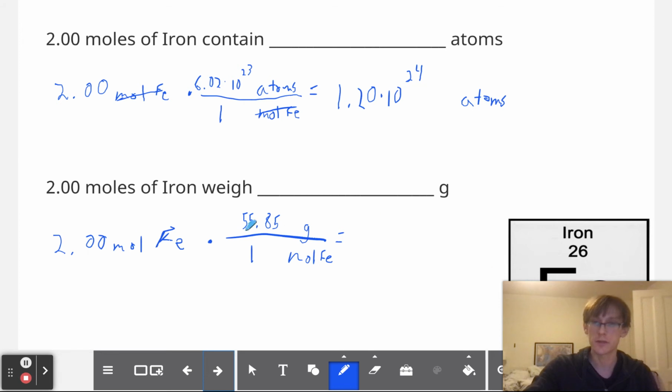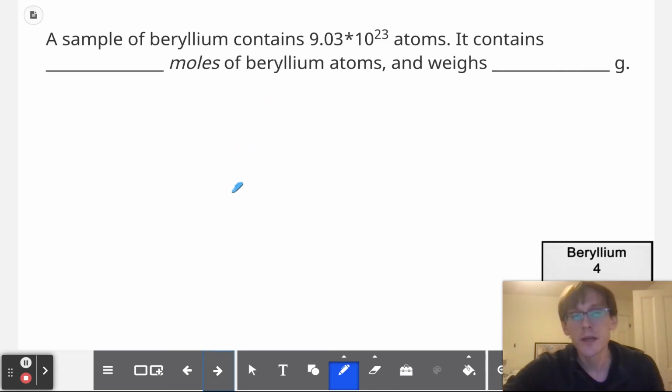And that brings us to, if I do 2.00 times 55.85 divided by 1, that gives us 111.7, but since there are 3 sig figs, we can round this to 112 grams of iron. All right. Now, we can go in reverse. A sample of beryllium contains 9.03 times 10 to the 23rd atoms. It contains how many moles of beryllium?